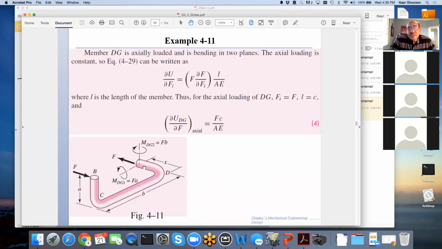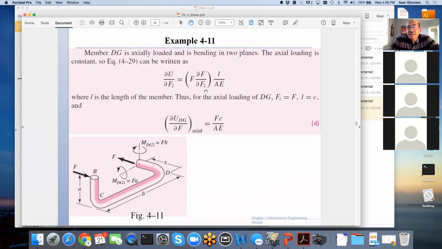section from D to G. And when I cut it to find the reactions, I have to counteract the applied force with the reactive force F in this direction. So I have an axial component now in this section. And then I have also a bending moment as FB. So I must compute the contribution to the elastic energy from the axial force, which is, I'm going to take the derivative, would be F dF by dF.